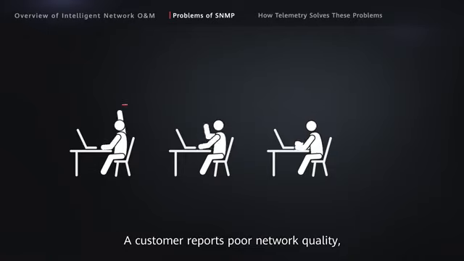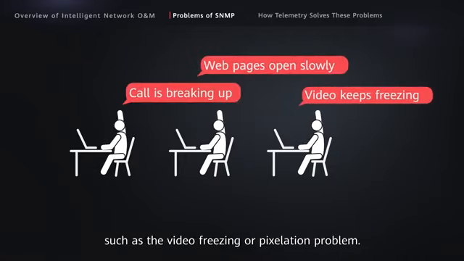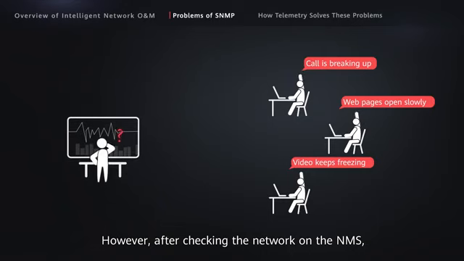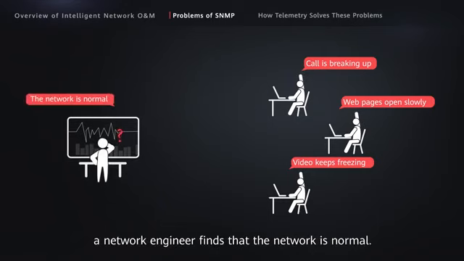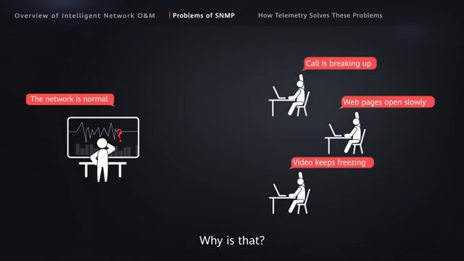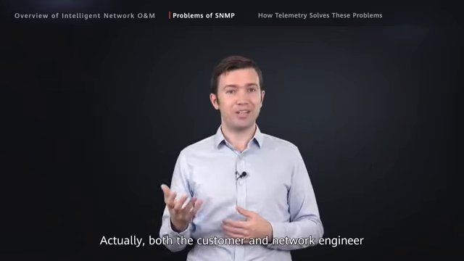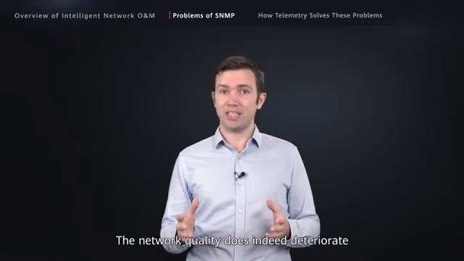A customer reports poor network quality, such as the video freezing or pixelation problem. However, after checking the network on the NMS, a network engineer finds that the network is normal. Why is that? Surely the customer isn't making this up. Does the problem lie with the network engineer? Who should be responsible? Actually, both the customer and network engineer are in the right. The network quality does indeed deteriorate, and the NMS does not detect it. So why is this happening?